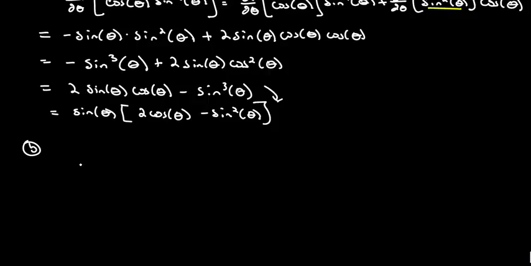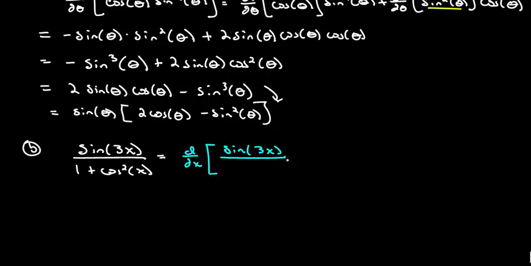Example part B asks us to differentiate sine 3x divided by 1 plus the cosine squared of x. Now notice that we switched from thetas to x's, so I'm going to assume that the differentiation is with respect to the variable, which is a good assumption. So what we've got is we want to take d dx of this guy. So I'm going to use my quotient rule.